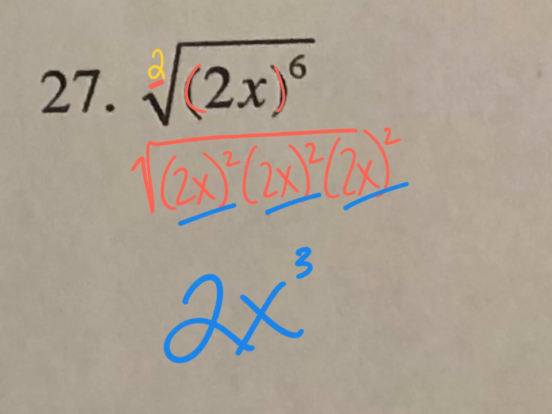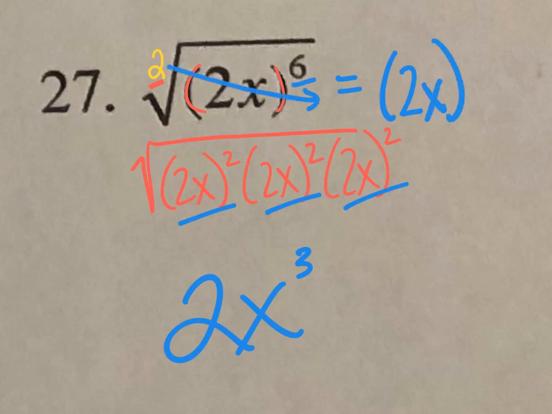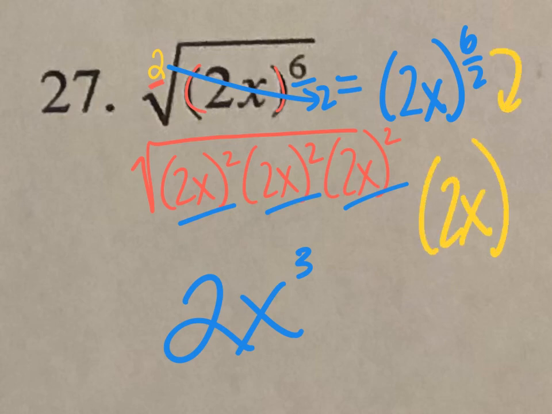Which makes sense, because if we did it the other way, if we just went straight back into the fraction form, you would get 2x, this stays on top, this comes back to the bottom, 6 halves. Well, what is 6 halves simplified? 6 halves simplified is 2x to the 3. Same thing.